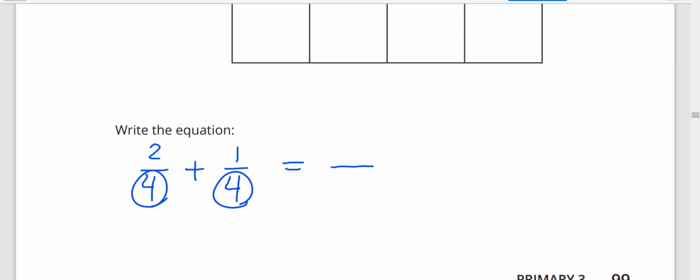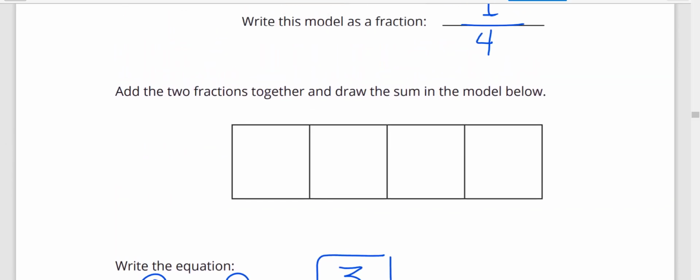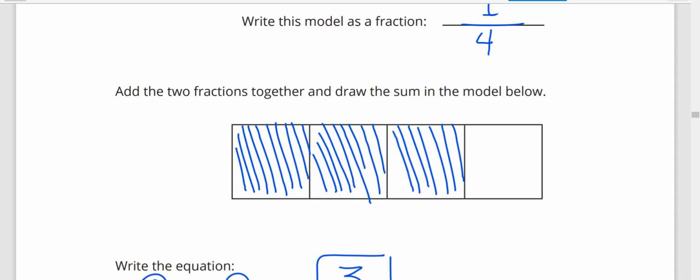is 4. Write 4 in the denominator as it is, and add the two numbers in the numerator. 2 plus 1 equals 3. This fraction is 3/4. So I need to shade 3 parts because the number in the numerator is 3. Like this.